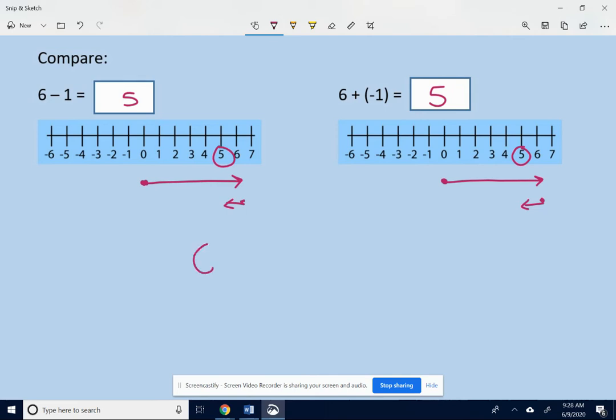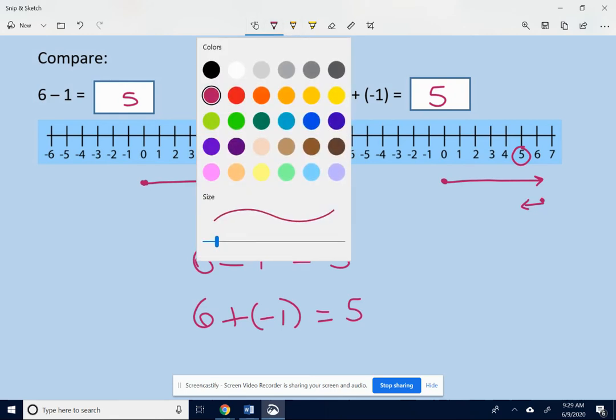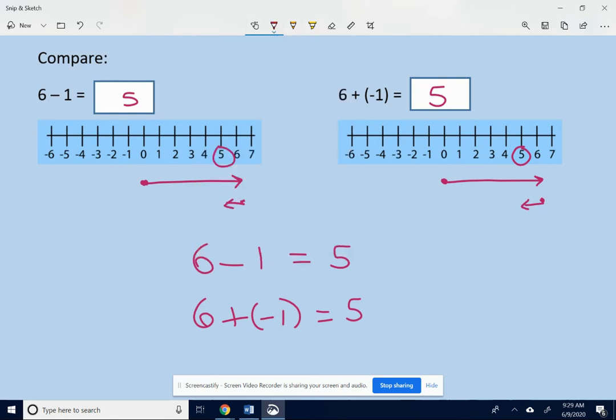Let's look at this for a minute, though. We have 6 minus 1 equals 5. We have 6 plus negative 1 equals 5. I want you to notice two things. One is that the subtraction problem became an addition problem. The subtraction sign became an addition sign. And the second thing I want you to recognize is that this 1, the second number, turned into its opposite. It turned into a negative 1.